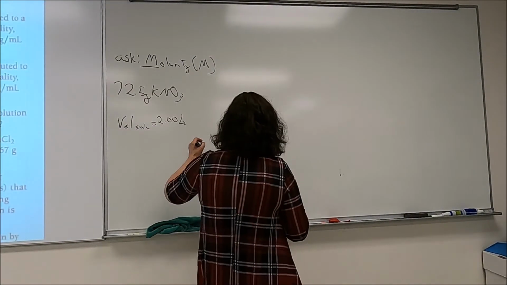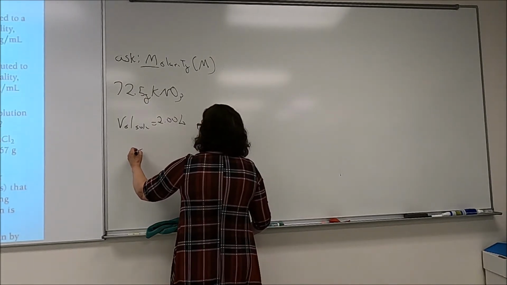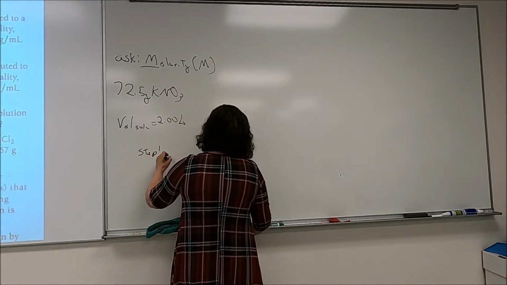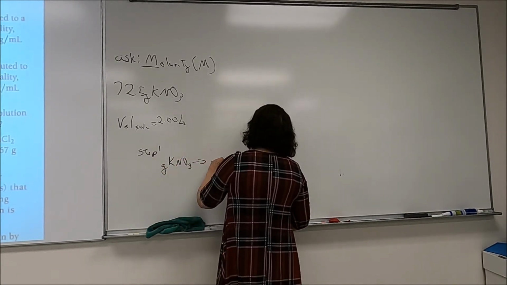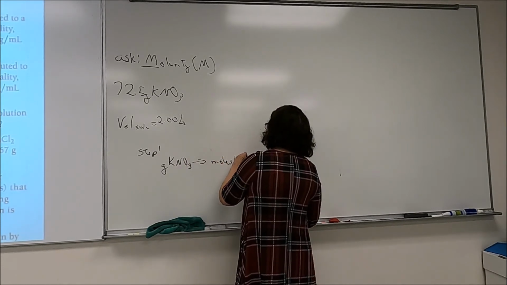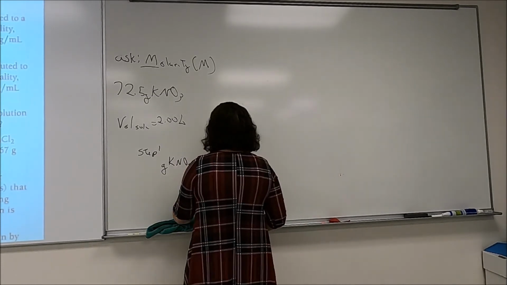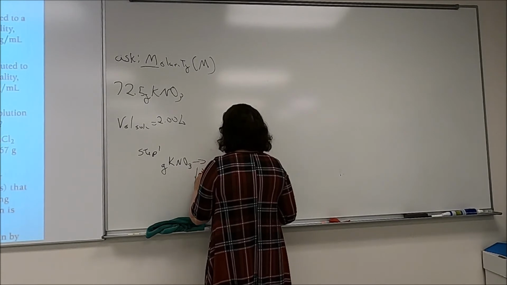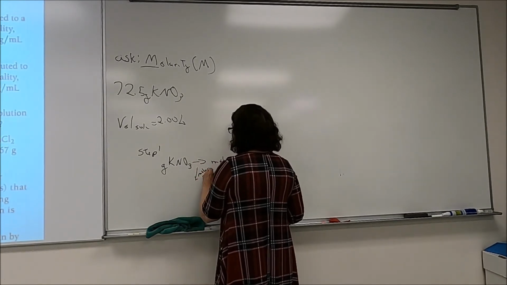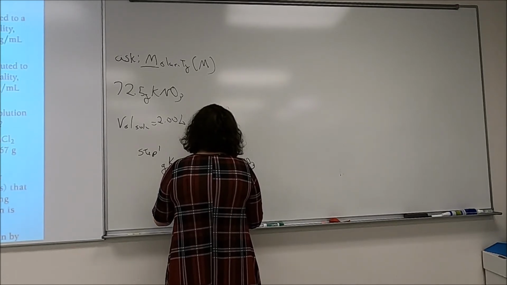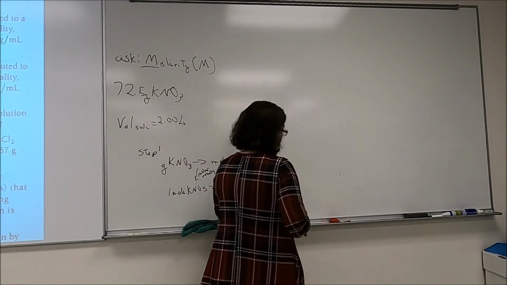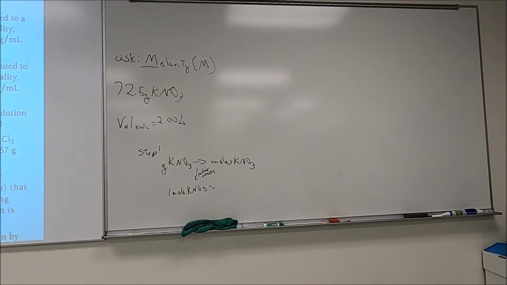So, if I break this down into steps, step 1 is I need to go from grams of potassium nitrate to moles of potassium nitrate. For this, I need molar mass. So 1 mole of potassium nitrate. Now, let me grab my calculator, because we're going to have to add some stuff up.